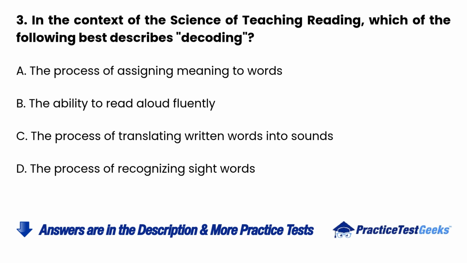3. In the context of the science of teaching reading, which of the following best describes decoding? A. The process of assigning meaning to words. B. The ability to read aloud fluently. C. The process of translating written words into sounds. D. The process of recognizing sight words.